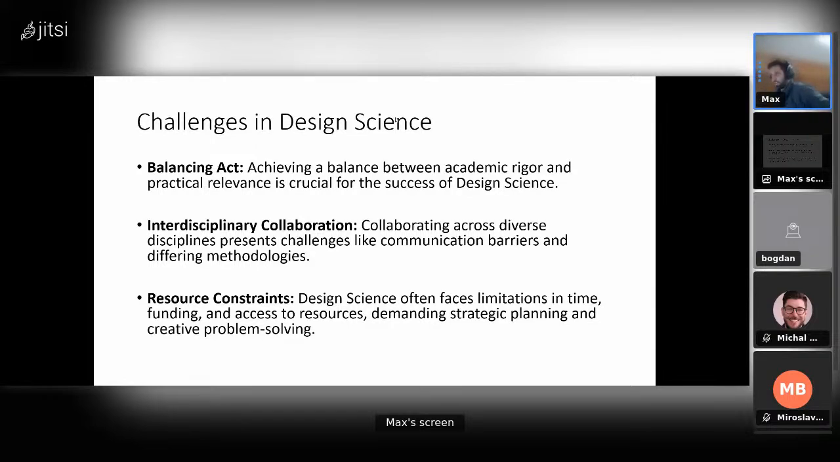So of course, there are many challenges in design science. The main one being that it really needs a lot of collaboration and trying to talk as much as possible with the different stakeholders. So mainly the domain experts or the investors of your app and so on.